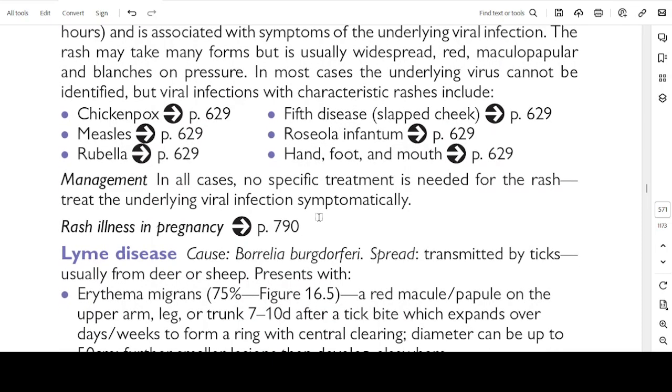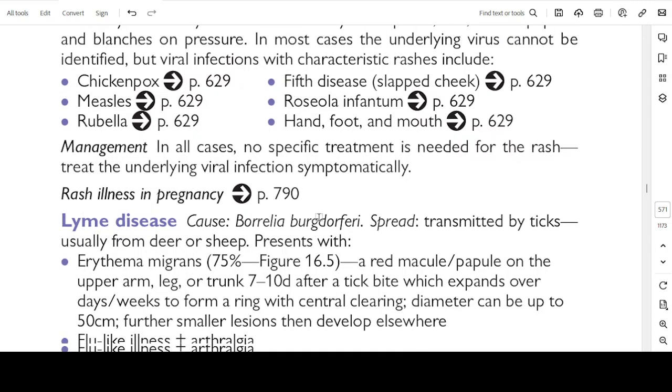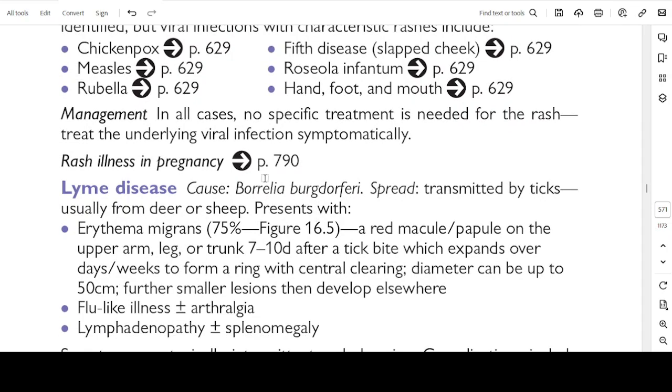Management. In all cases, no specific treatment is needed for the rash. Treat the underlying viral infection symptomatically. Rash illness in pregnancy, page 790.